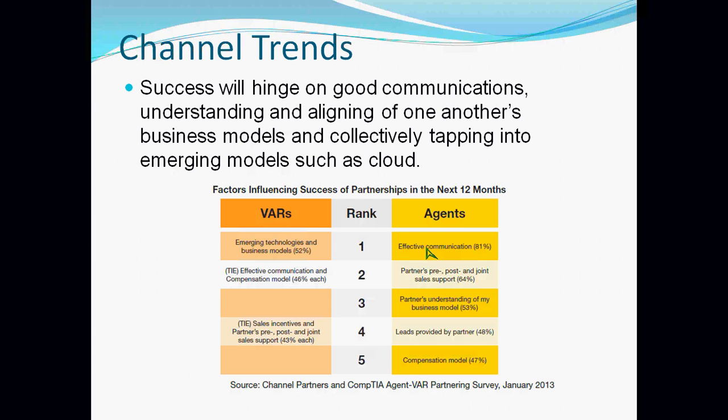One of the main conclusions of the study was that success between the IT VARs and telecom agents will hinge on good communication, understanding, and aligning of one another's business models. A lot of discussion goes on about the business models, this upfront margin versus the recurring revenue model, and you're seeing a lot of convergence of that. So it's important to be sensitive to that when trying to structure your compensation model with these companies, but many of them are going through the throes of moving to that recurring revenue stream. And collectively tapping into the emerging models such as cloud is where you're going to have your greatest success.